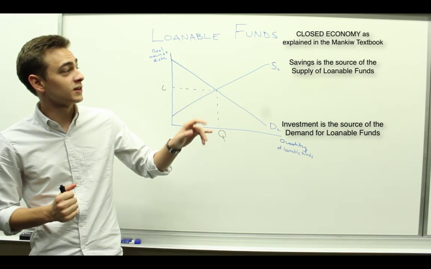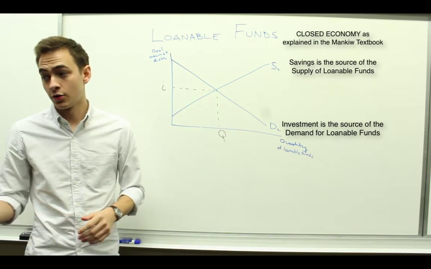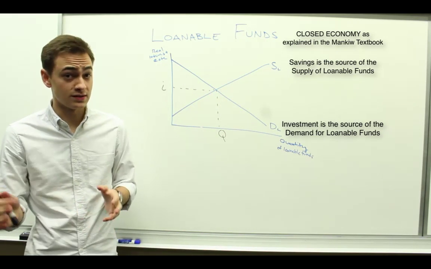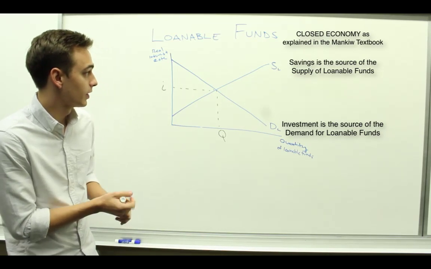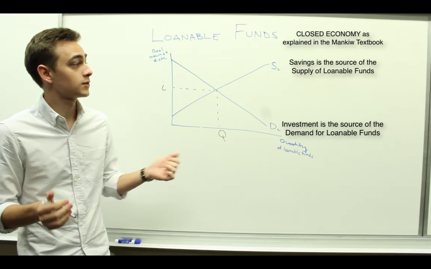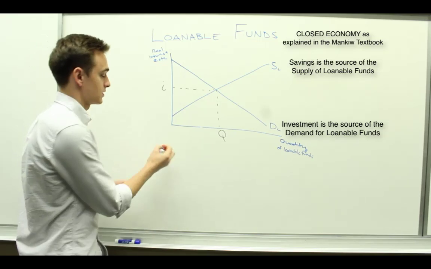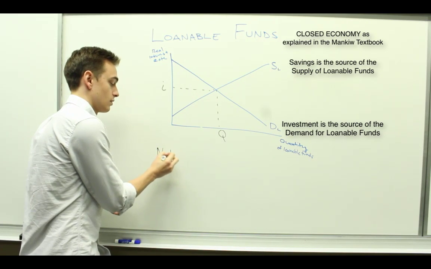Alright, so that was a pretty basic overview of the loanable funds market, but we can get a little bit more specific with supply. I know that they do this in the Mankiw book, it might be different, keep in mind. But how he defines supply of loanable funds is national savings.